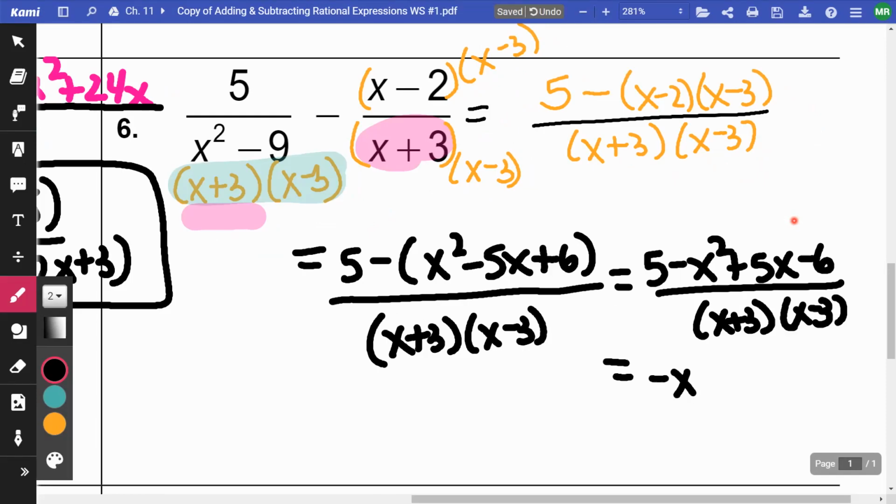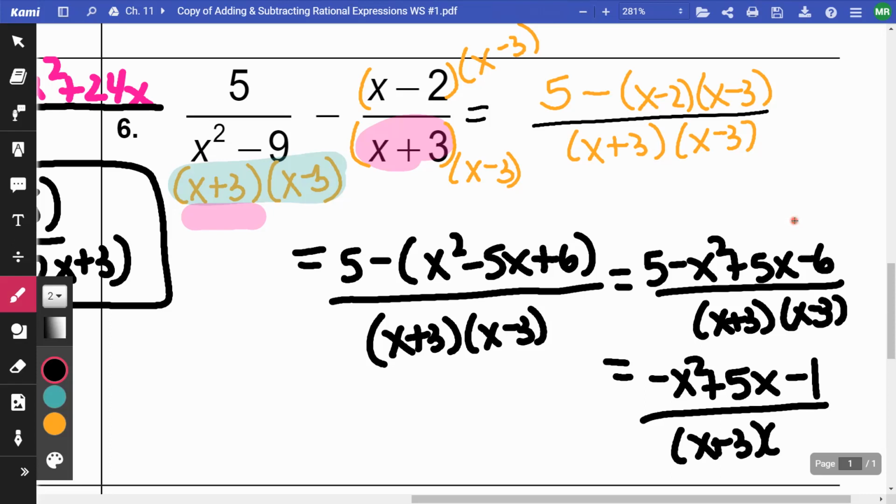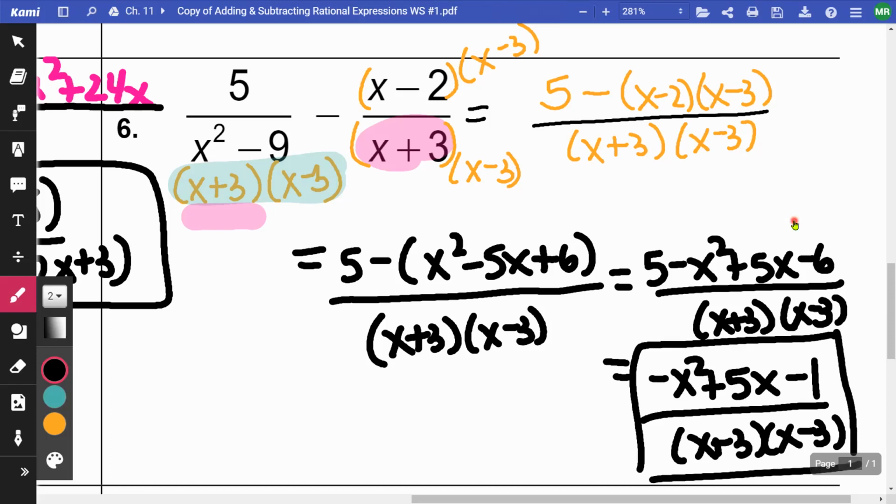So I'm going to have a negative x squared plus 5x minus 1 over x plus 3 times x minus 3. And I can try to factor the top, but it's not going to be factorable. So this is our answer.